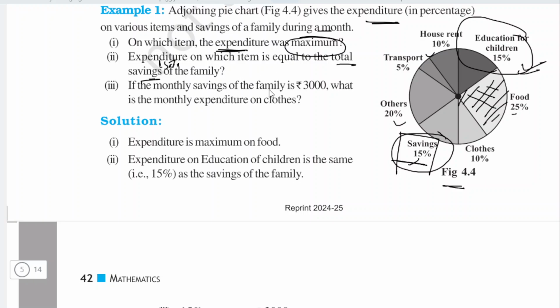If the monthly saving of the family is 3000, what is the monthly expenditure on clothes? So the monthly saving of the family is 3000. What will be the expenditure on clothes? Now we have to find this. So suppose monthly expenditure is 15,000. So 15% is equal to 15% of some value, that is the total expenditure.